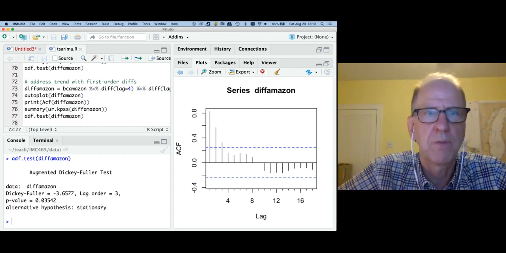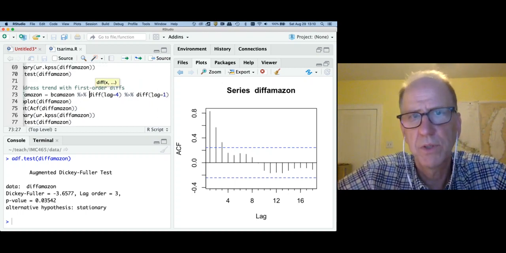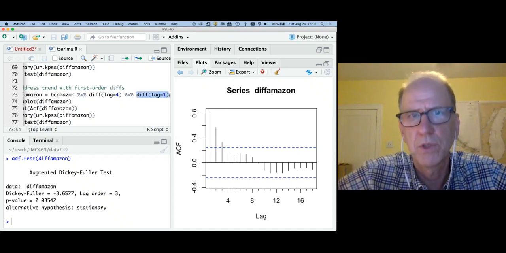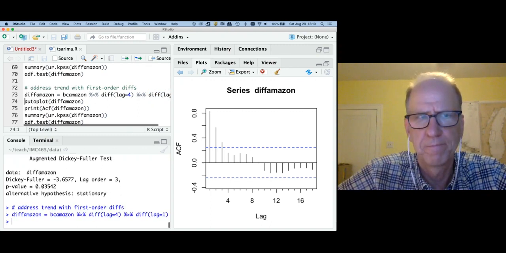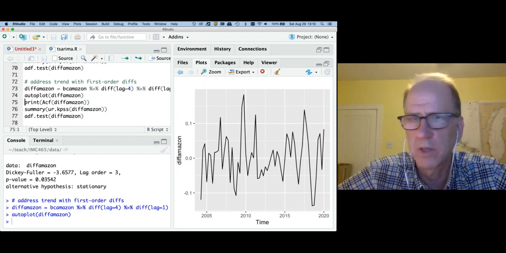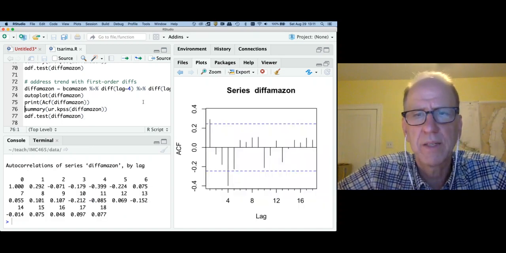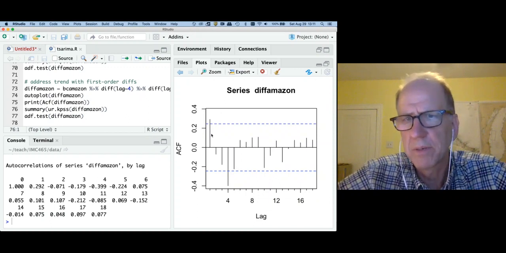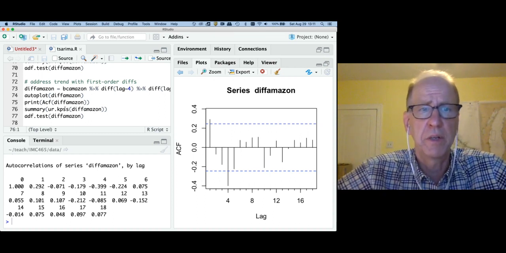Perhaps we could help it by taking first order differences. Here's a command that will take the seasonal differences and then compute first order differences to get rid of that trend that I think we were seeing. Let's take a look at it, and now I think I have white noise. I don't see any trend, I don't see any seasonality. There's not much left in this time series. If I go look at my ACF, I have a couple that are borderline significant, but it falls off very quickly. I don't think I have non-stationarity anymore.